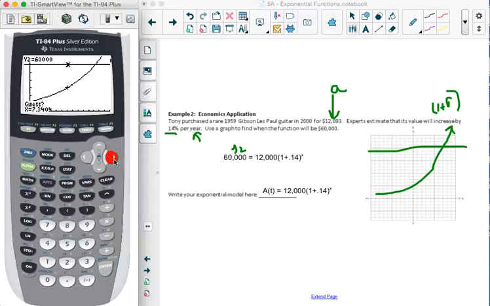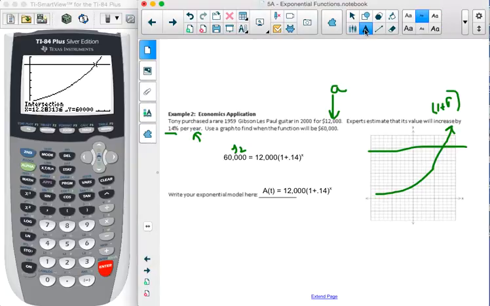And then if we want to get a little bit closer, we can. That's a good idea if they intersect in multiple locations. You can also enter a guess. And it's going to be 12.283. So they intersect at the point 12.283, comma, 60,000. All right, so how does this answer our question?